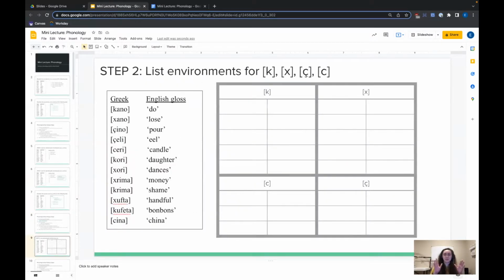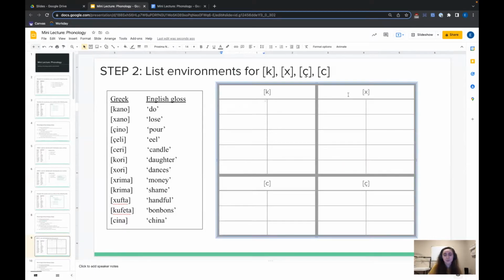We could do this one set at a time, but we're just going to list all the environments all at once, and then we will look at the appropriate parts of the table to do our analysis. So you look at each word, and anywhere in the word where any of these sounds show up, you have to mark it on your table. So for the word that means do, we see that that symbol is at the beginning, followed by an ah.